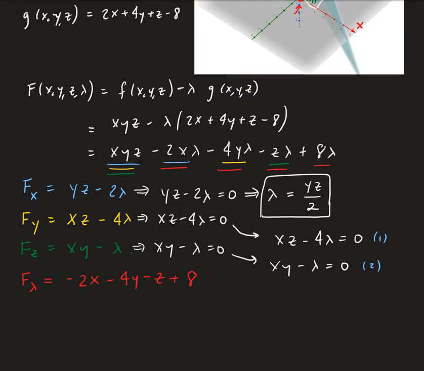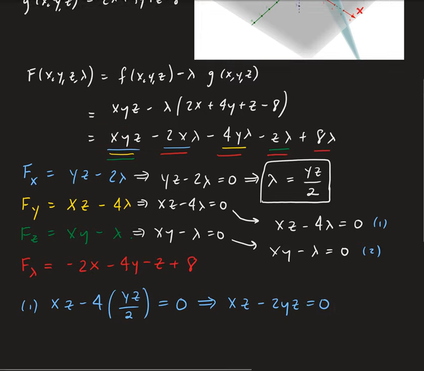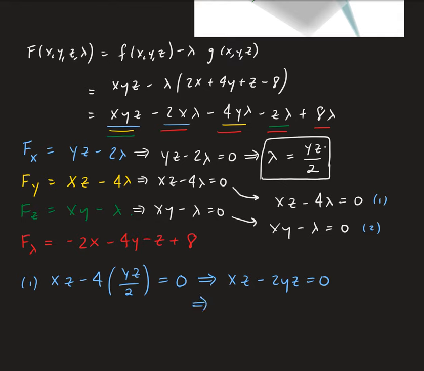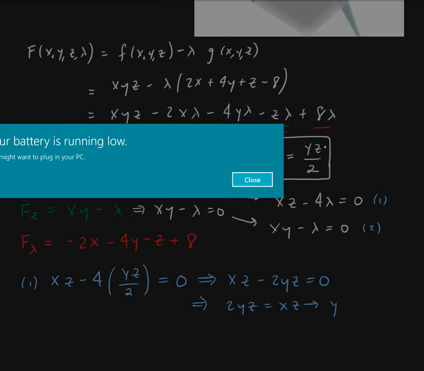we can use equation 1 and lambda, and then from there we can get y in terms of x. So we have xz minus 4 times lambda. Lambda was yz over 2. And then this is all equal to 0. So that means we're going to have xz minus 2yz, so that will give us 2yz equals xz. So that implies that y, we can cancel out z here because z can't be 0.